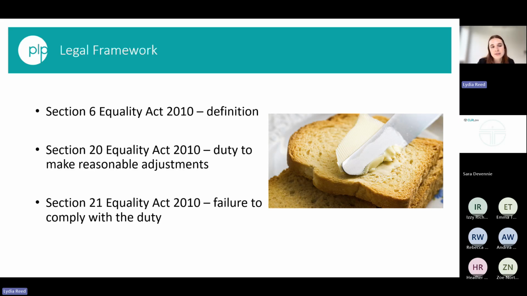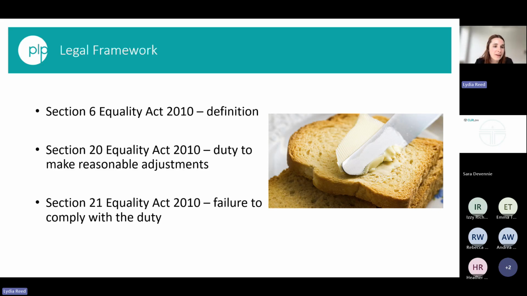The relevant parts of the Equality Act for reasonable adjustments are Section 20, so the duty itself, and Section 21 being the failure to comply with the duty. Section 20 has three requirements. So it's not just, as often in practice it appears to be, the provision, criterion or practice that puts a disabled person at a substantial disadvantage compared to non-disabled people, to take reasonable steps to avoid that disadvantage. But it's also a physical feature and, of course, the provision of an auxiliary aid.